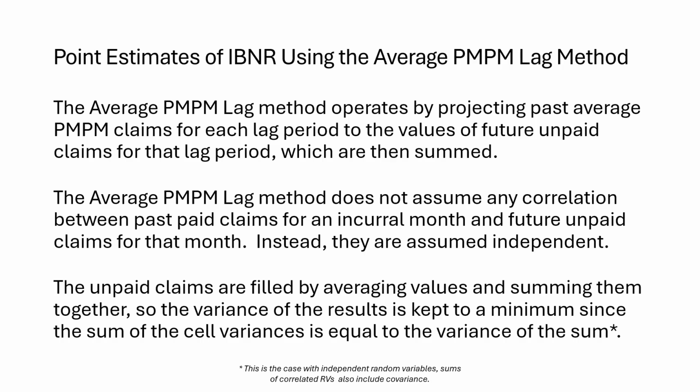The unpaid claims in the lag matrix are filled by averaging values across the matrix and then summing them together, so the variance of the results is kept to a minimum, since the variance of the sum is equal to the sum of the cell variances plus covariances in the case of correlated variables.